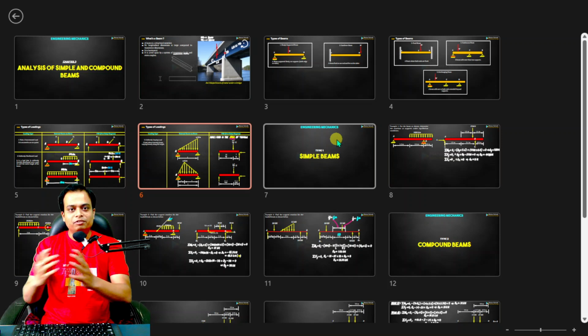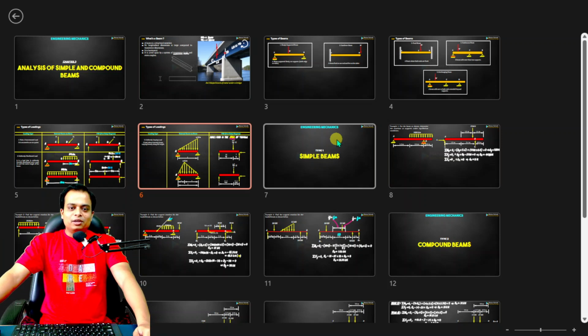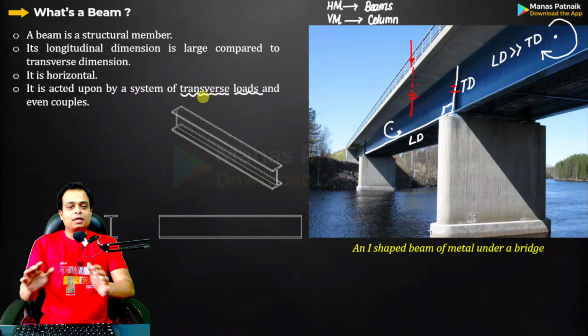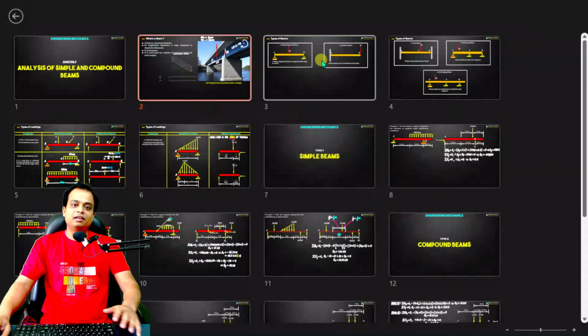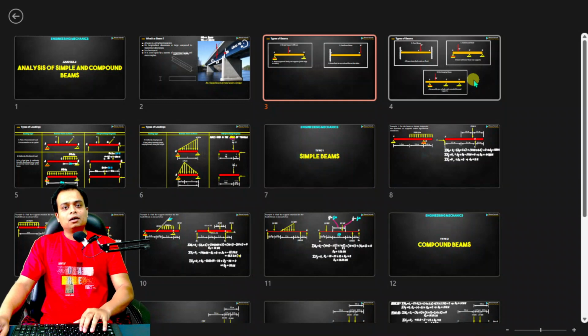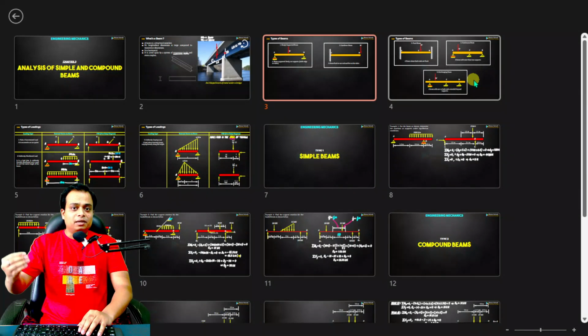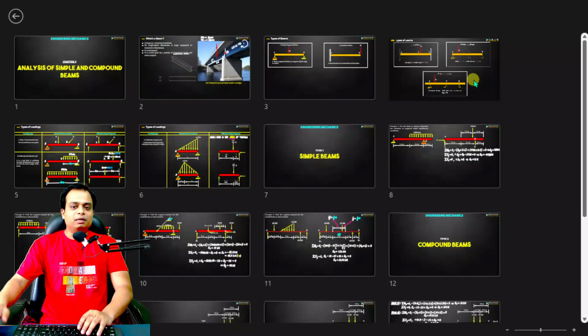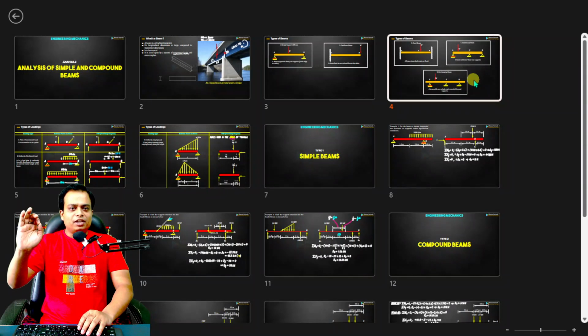So good evening, students. This is Manas Patnaik, your friend and tutor, and let me set today's agenda. We are going to kick off by establishing how beams are defined. Secondly, we are going to take a look at the different types of beams: simple beams, simply supported beams, cantilever beams, fixed beams. We are going to take a look at that very briefly.